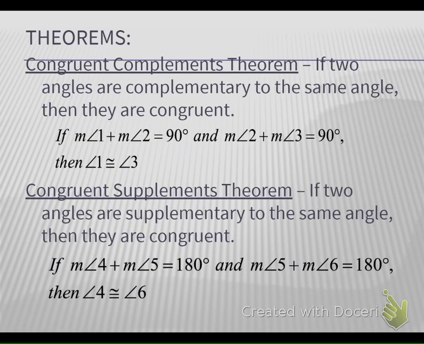So, Congruent Complements Theorem: if two angles are complementary to the same angle, then they are congruent. So if the measure of angle 1 plus the measure of angle 2 equals 90 degrees, and the measure of angle 2 plus the measure of angle 3 is 90 degrees, then we know that angle 1 and angle 3 have to be congruent. So if you did an example of this, and you knew the measure of angle 1 was 60 degrees, and the measure of angle 2 was 30 degrees, and here we know that this is 30 degrees, how much would the measure of angle 3 have to be for it to be complementary?